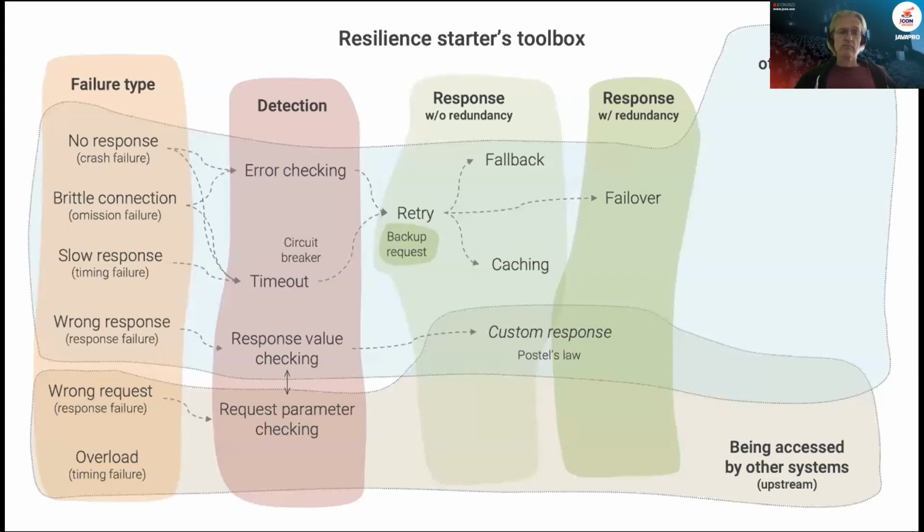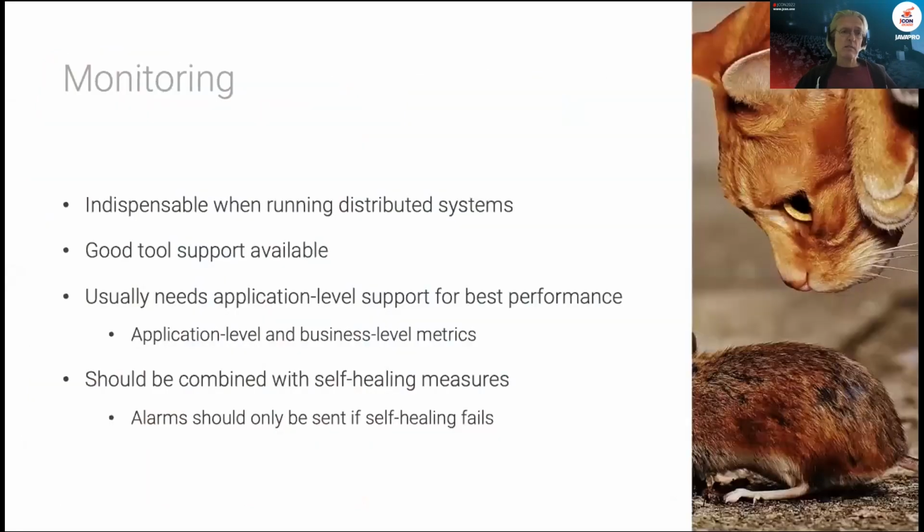And the other thing, how can we detect overload situation? And in general, we need some kind of monitoring. We always need some kind of monitoring when running distributed systems, and we even should have it for monoliths, but we absolutely need to have it. And there's a lot of good support available. The only thing you have to keep in mind is that quite often you have to support it from the application level for getting the best performance.